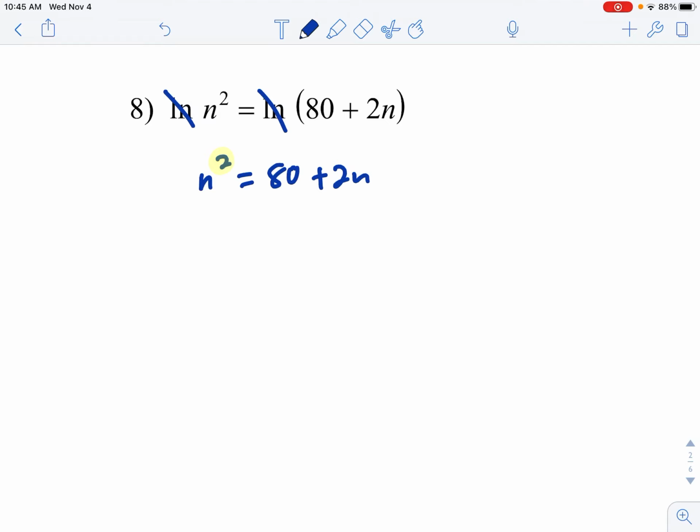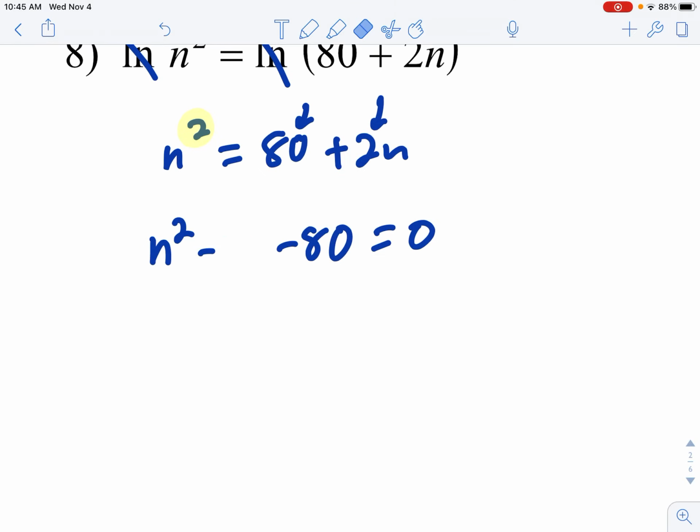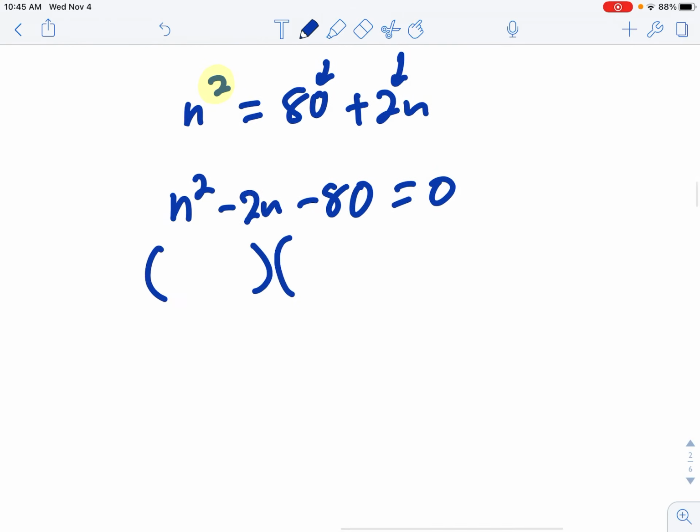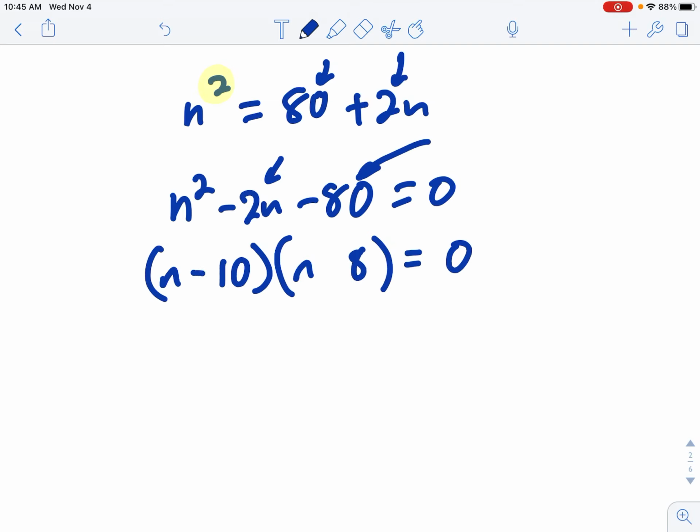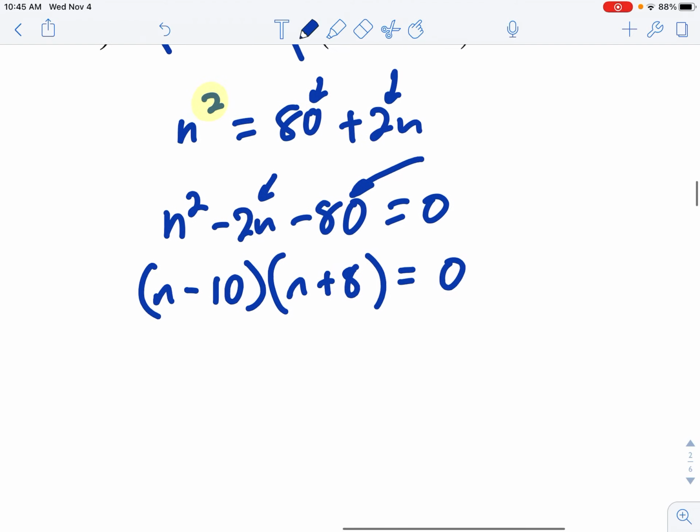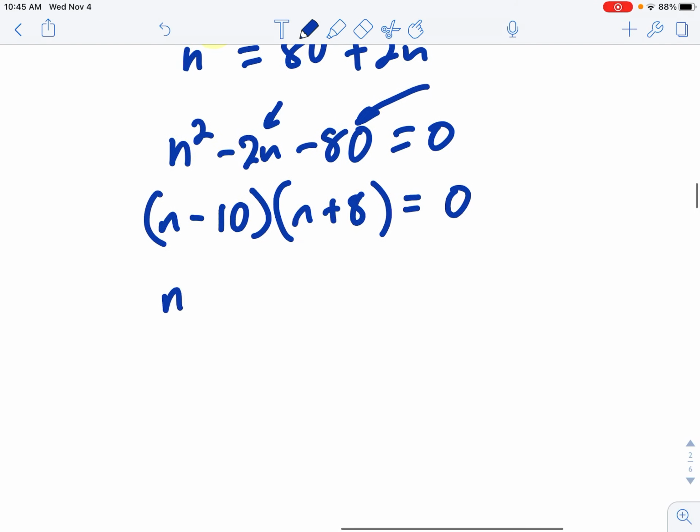You need to get every term on the same side. So I take this plus 2n, bring it to the other side, it's going to be minus 2n. Take the positive 80, bring it to the other side, it's going to be minus 80 equals 0. I'm going to solve this by factoring, n and n. So two numbers that multiply to 80 and add up to negative 2. Well, you're probably thinking 10 times 8 is 80. Negative 10 plus 8 is negative 2. So that's how it factors.